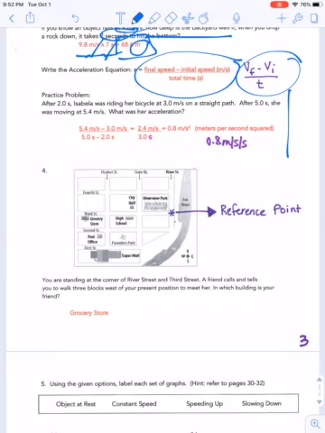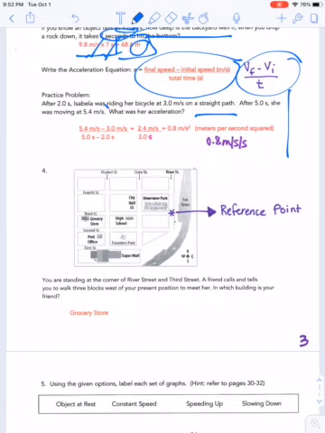So let's apply that. After 2 seconds, Isabella was riding her bicycle at 3 meters per second on a straight path, reminding ourselves that to find acceleration, we need to be moving in a straight line. After 5 seconds, she was moving at 5.4 meters per second. What was her acceleration? So we're going to have speed and time. So we're looking for our final speed.